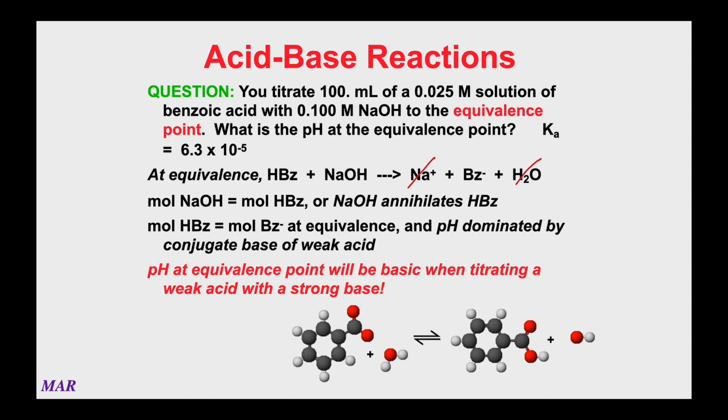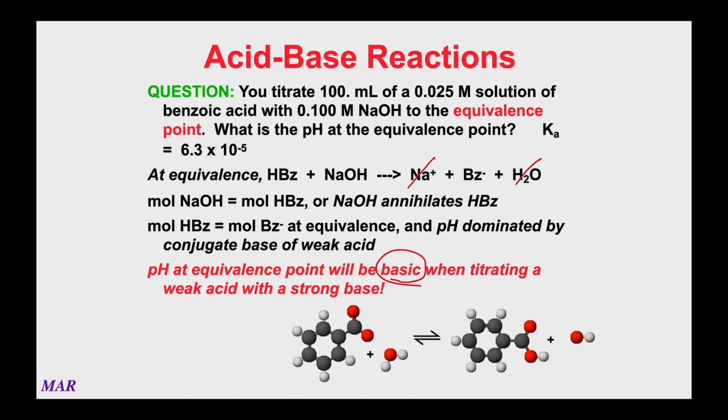Benzoate, the conjugate base of benzoic acid, is a base. So we would expect the pH at the equivalence point to be basic when you're titrating a weak acid with a strong base. It's not from the strong base that it's basic, it's from the conjugate base. That's the only pH generating species outside of water at this point.